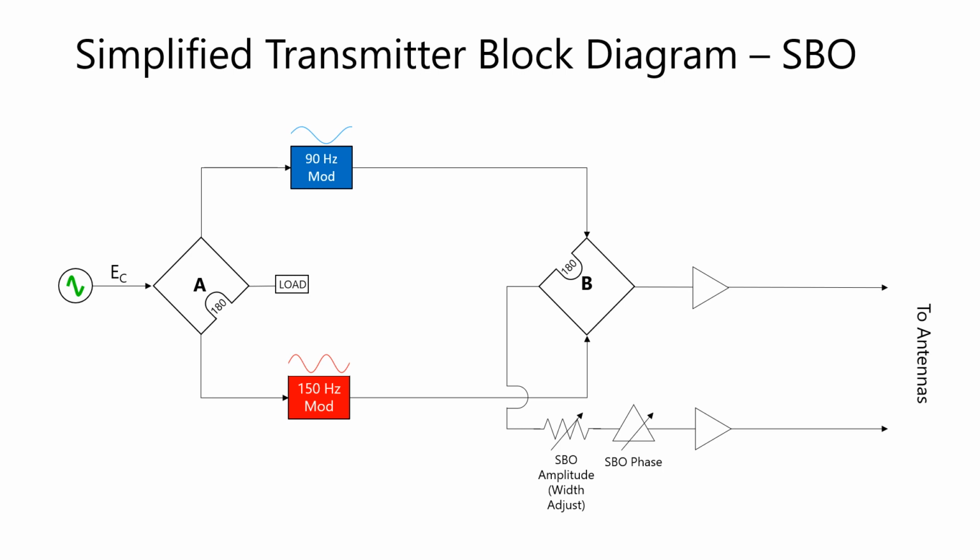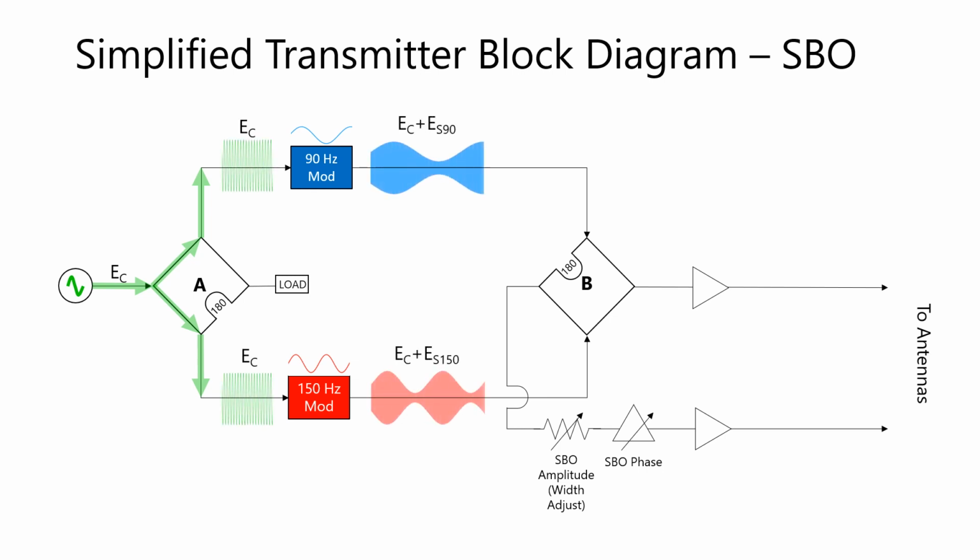For SBO, the carrier leaves the low power oscillator and splits at hybrid mixer A, in phase to each modulator. After the audio tones are modulated onto the carrier, they arrive at hybrid mixer B. At the difference output, the carrier and 90 Hz are out of phase. Additional amplitude and phase adjustments can be made here before final amplification.